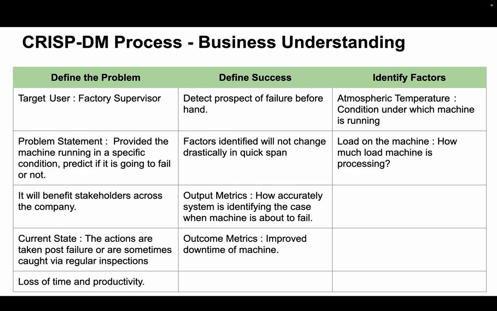Identify key factors, so atmospheric pressure, temperature. Basically the machine is running in an atmospheric ecosystem, so these are my main identifying factors that are going to impact how the machine is running. Apart from that there will be a few more, which I'll be discussing in a subsequent slide. Now the load on the machine, that would be another factor. If there is any drastic change in the load of the machine, that is also going to impact the machine wear, and then eventually your maintenance might be frequent or infrequent based on the load.